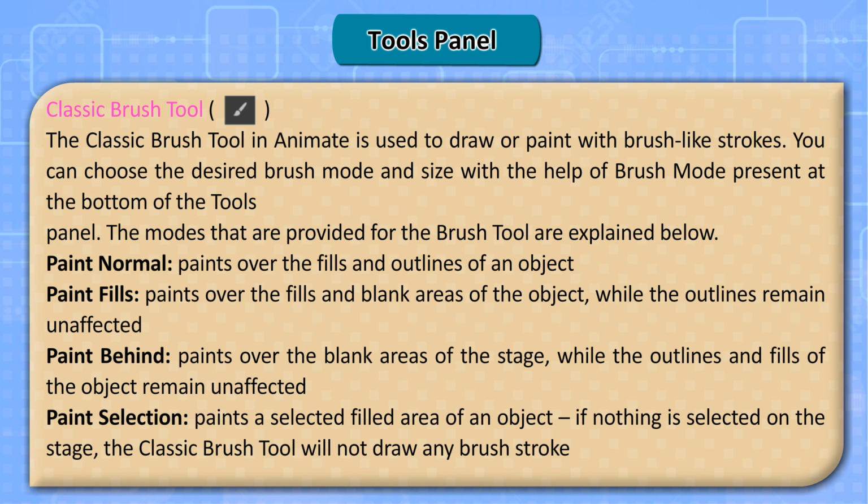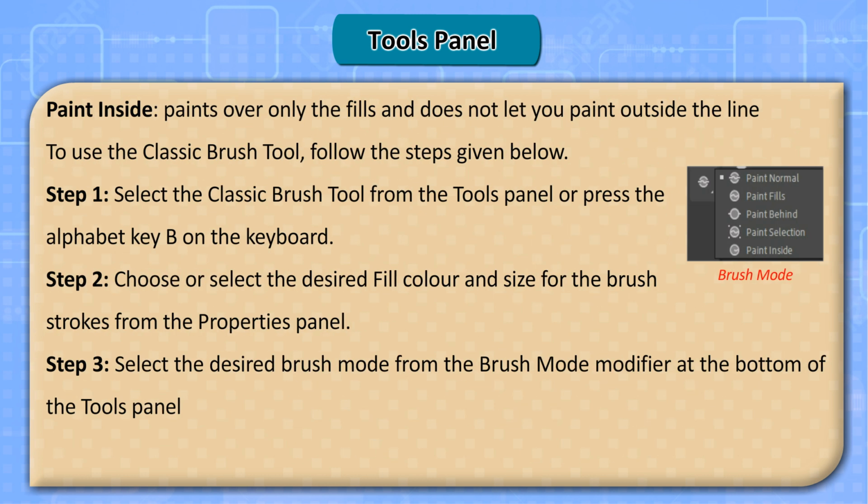Paint Normal paints over the fills and outlines of an object. Paint Fills paints over the fills and blank areas of the object, while the outlines remain unaffected. Paint Behind paints over the blank areas of the stage, while the outlines and fills of the object remain unaffected. Paint Selection paints a selected filled area of an object. If nothing is selected on the stage, the Classic Brush tool will not draw any brush stroke. Paint Inside paints over only the fills and does not let you paint outside the line.